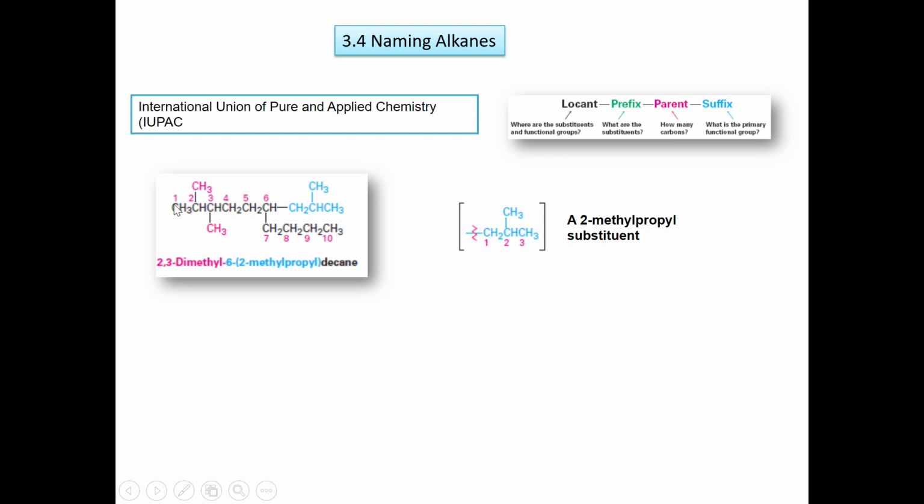Obviously I will start numbering from this carbon, because here I have a substituent at 2, a substituent at 3, and the other substituent at 6. If I start here, the first substituent will be 1, 2, 3, 4, 5. That means the numbering is lower starting from here. Then I have 2 methyls and 1 methylpropyl. Obviously, by alphabet, methyl goes before methylpropyl. That means I have 2,3-dimethyl, because I have 2 methyls, 6-(2-methylpropyl)decane, because it is a 10 carbon chain.